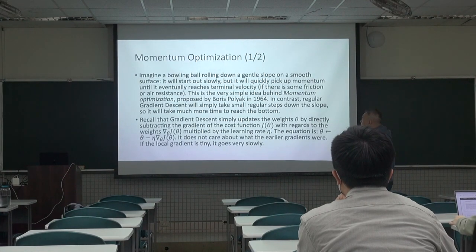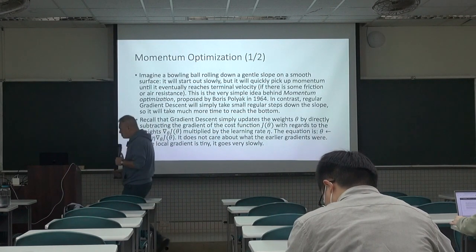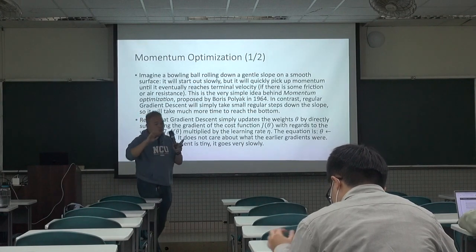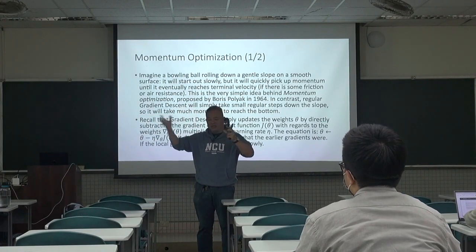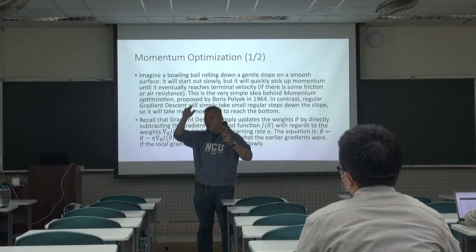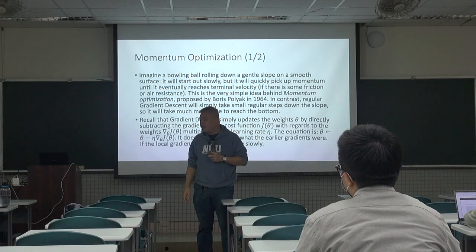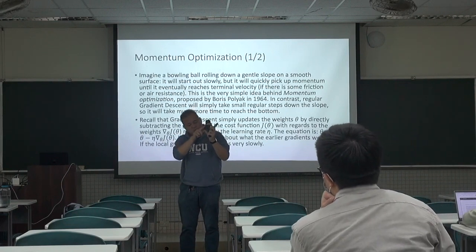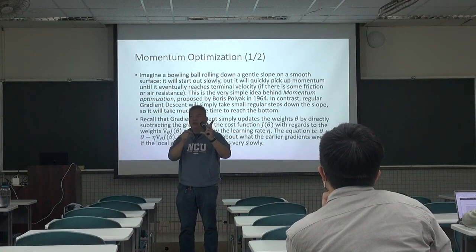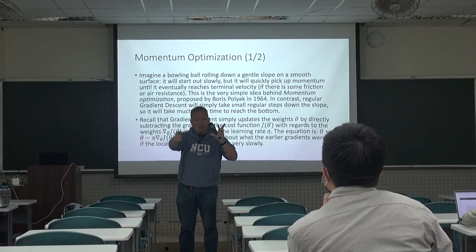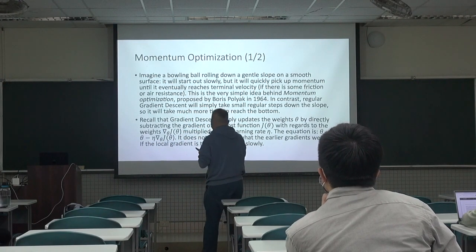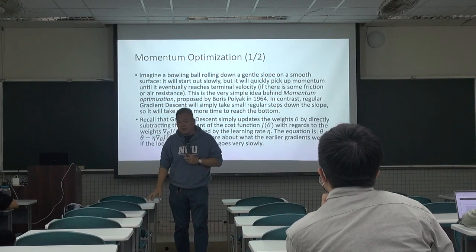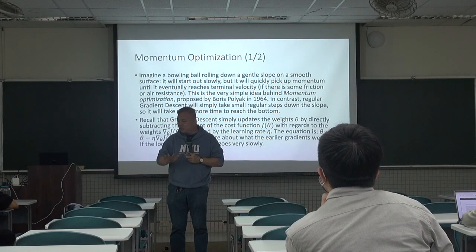So the first one is momentum. What is the momentum optimizer? Remember the rolling ball on a surface example when I talked about gradient descent? Basically, gradient descent represents you trying to advance to the lower position in the cost function. Think about this: if you have an uneven surface, and you put a ball on the ground, the ball is going to roll toward the lower location.